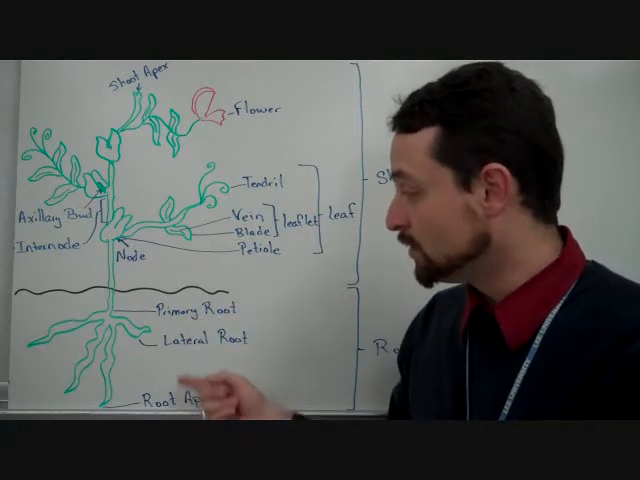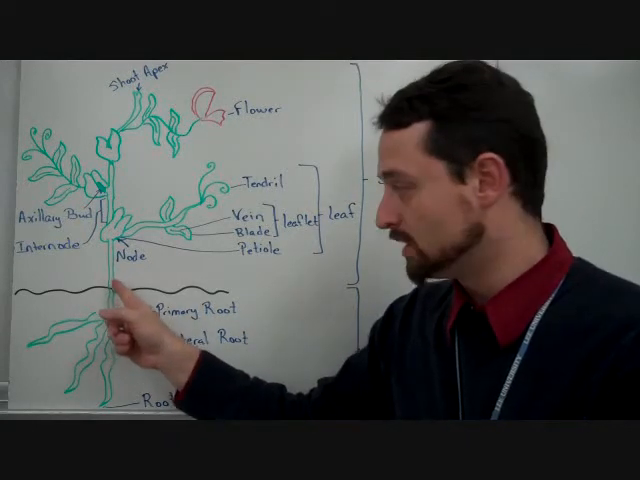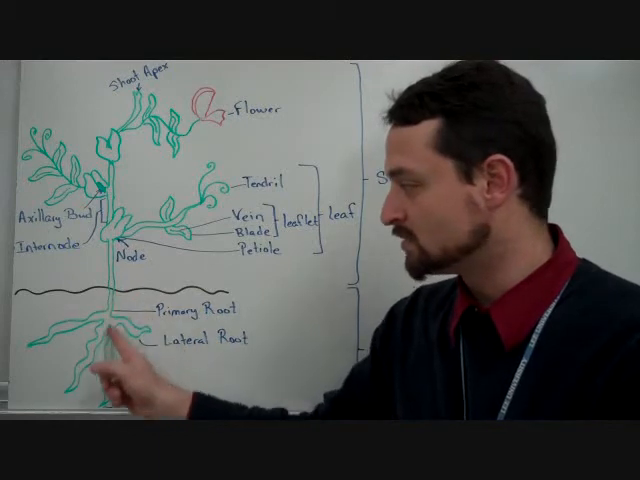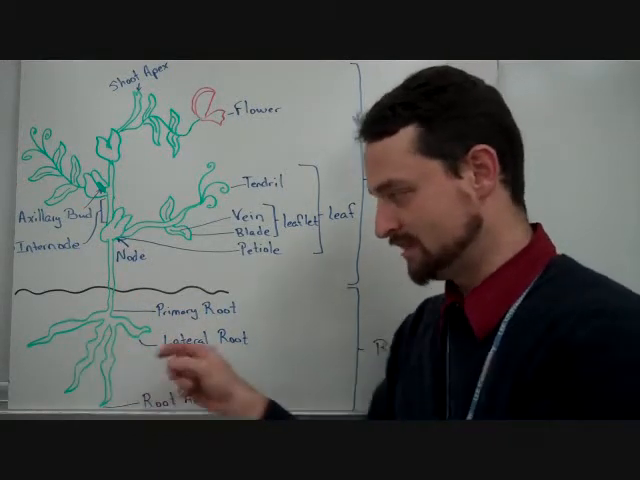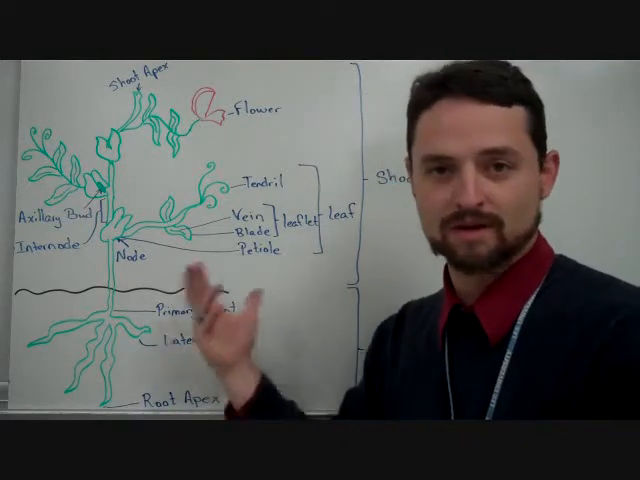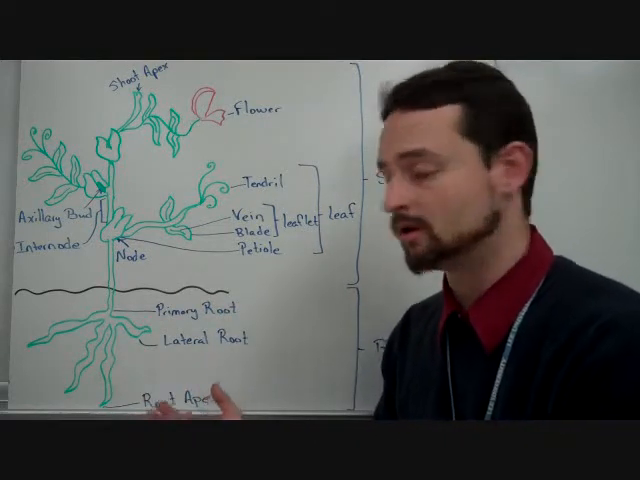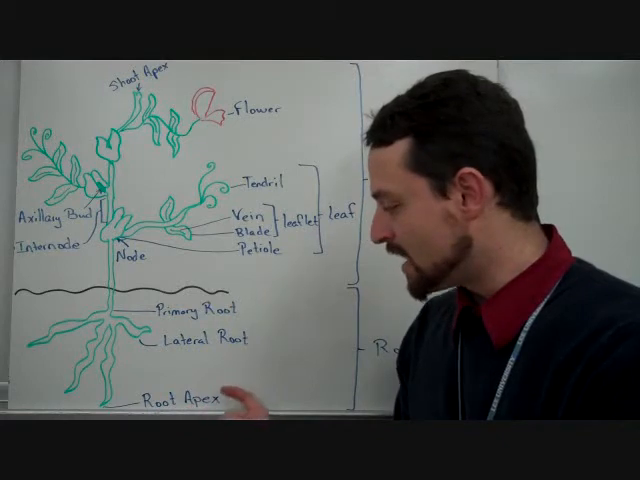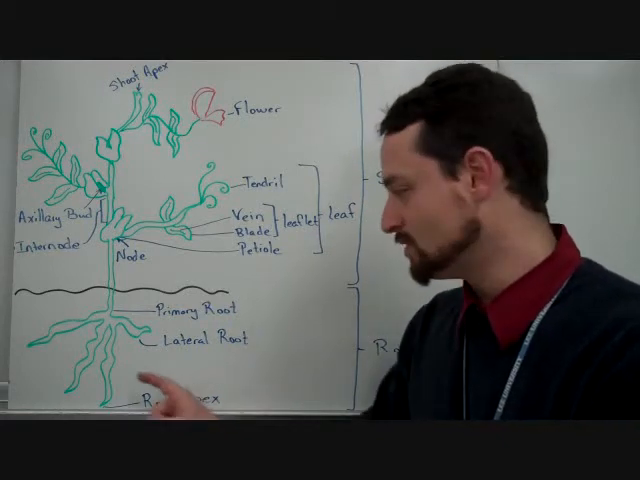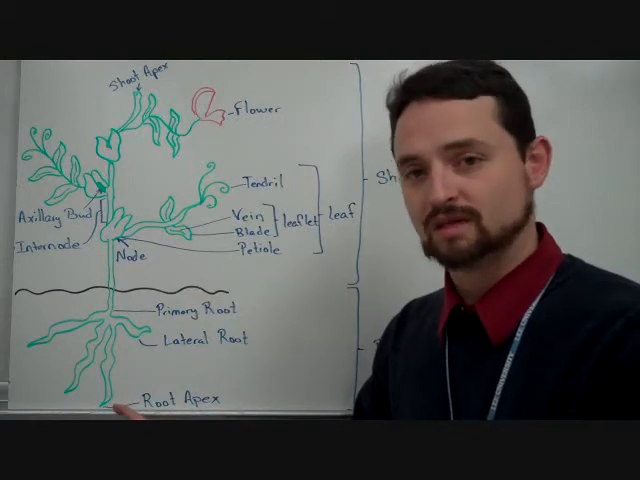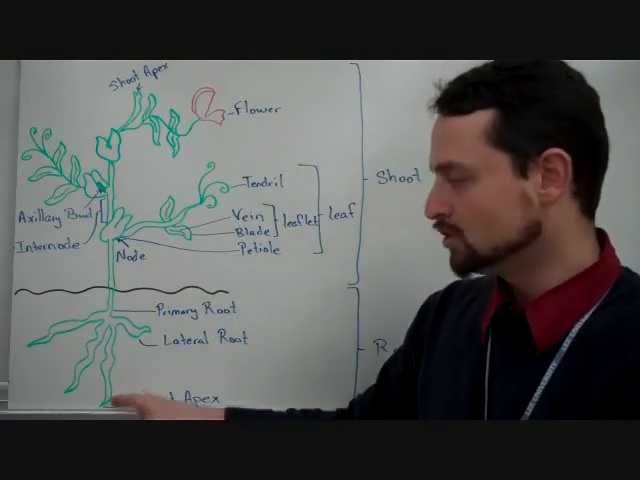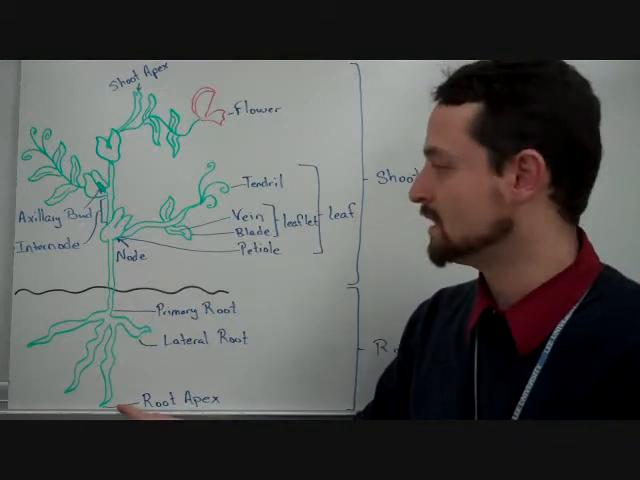Looking first down here at the root, you have the primary root, which is what is connected to the shoot right here and goes down. And then you've got these lateral roots that branch off from that and spread out to do the primary job of the root, which is to absorb water. And then down here at the bottom, the root apex. This is where you're going to find what we'll talk about in a minute called meristem cells, where you'll get your primary growth of the root going down.